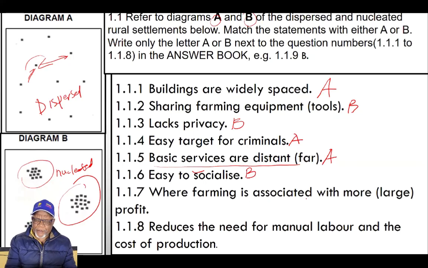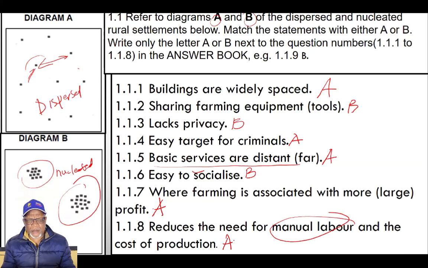Okay, then they say where farming is associated with more large profit. So this one talks about profit. So it will be this one because one of the factors here is that the land is large. Because the land is large, there's going to be more production. So this one will be A, reduces the need for manual labor and the cost of production. Because it's dispersed, they are not going to use manual labor because it is so dispersed, and the farming is large, and therefore it is going to become A.